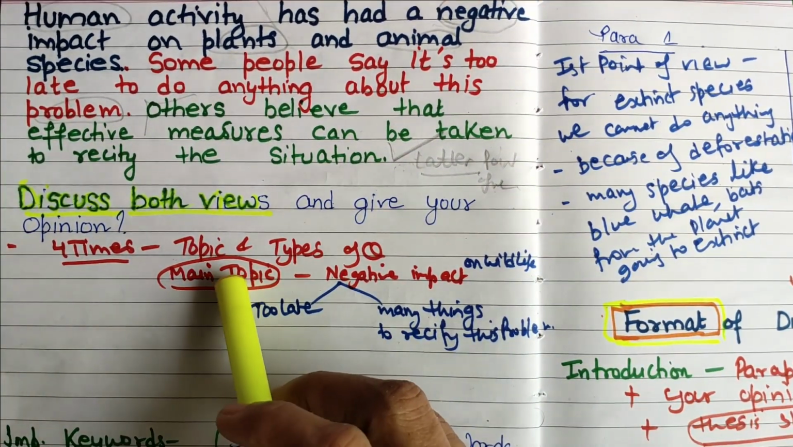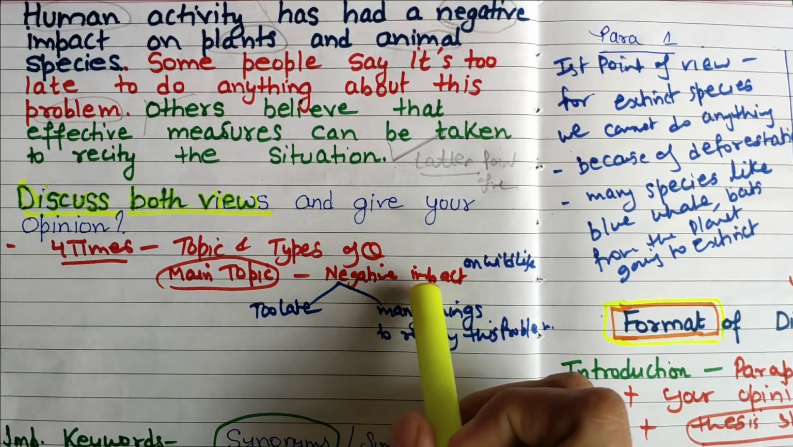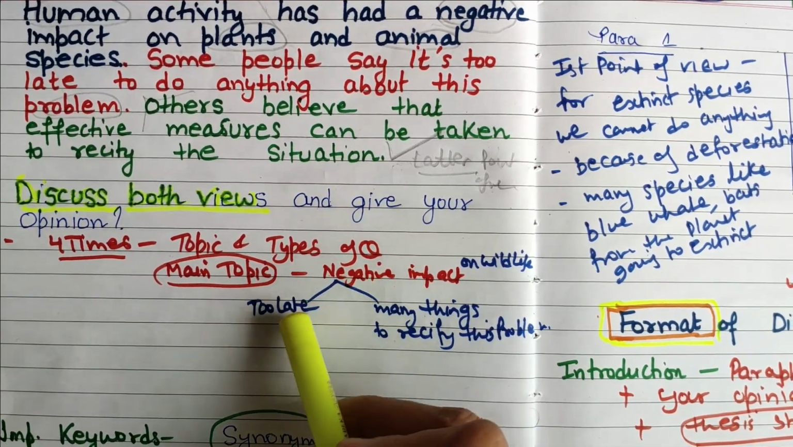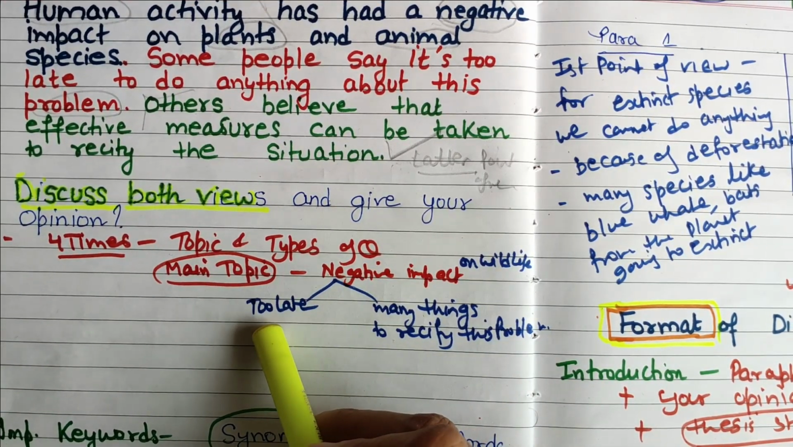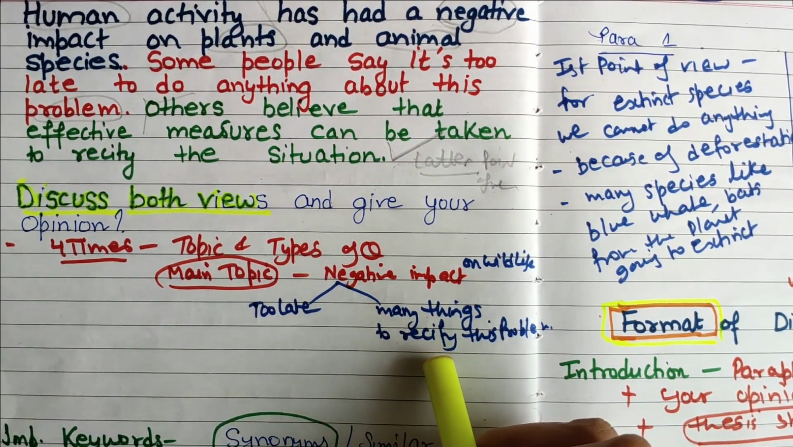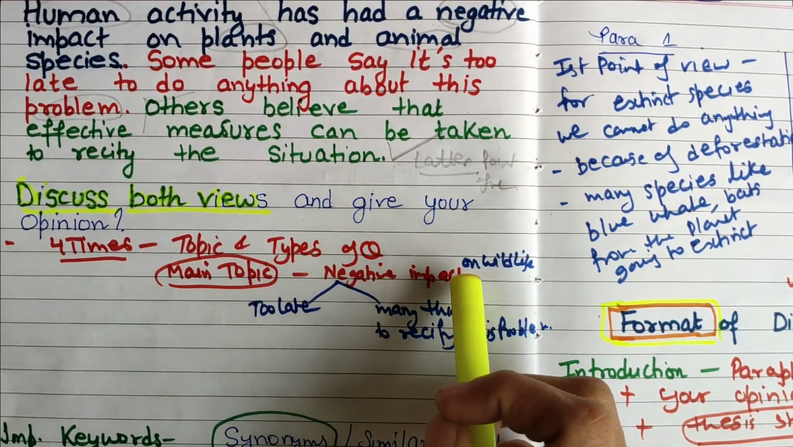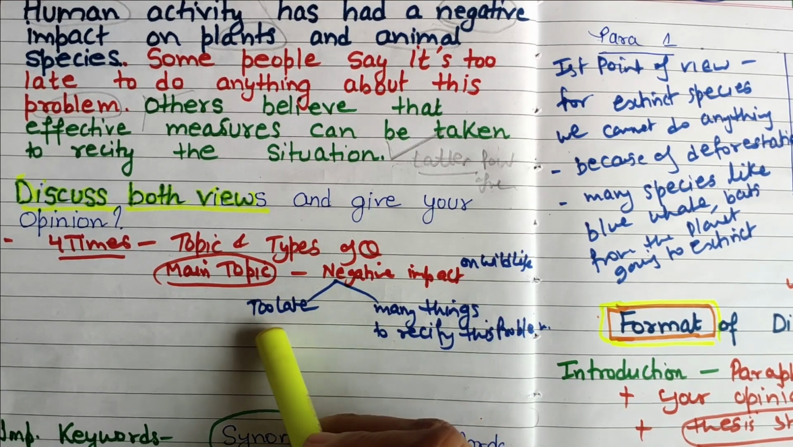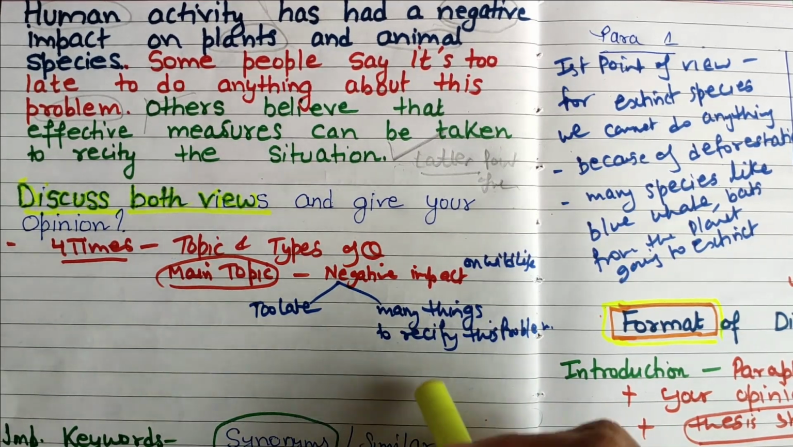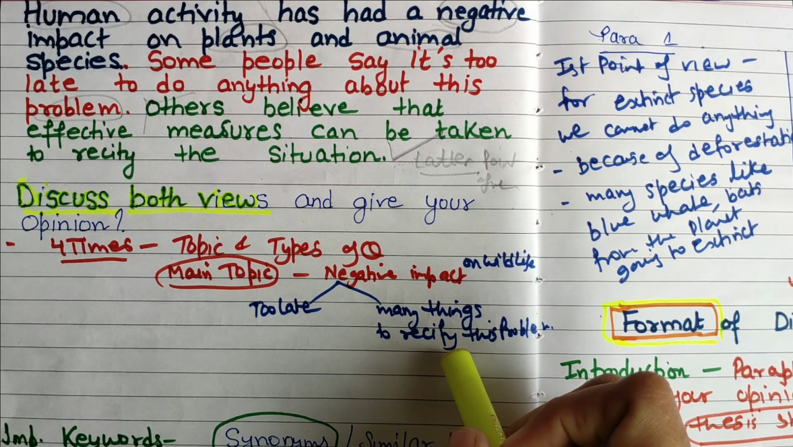Second, we have come to know the main topic: just because of human activity, we have negative impacts on wildlife. One part, some people, are saying it is too late to do anything, and others are saying many things we can do to rectify this problem. They are saying nothing can be done, that the wildlife we have lost, we can't bring it back. And here they are saying we can do so many things with the help of joint efforts, and we can bring more green areas.